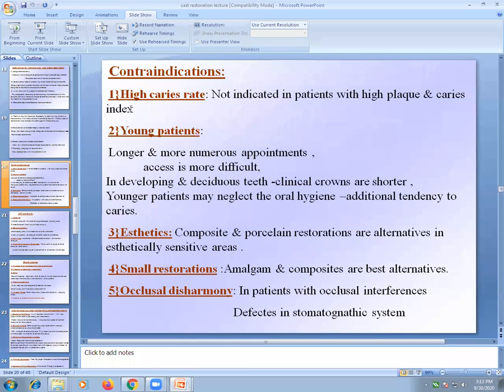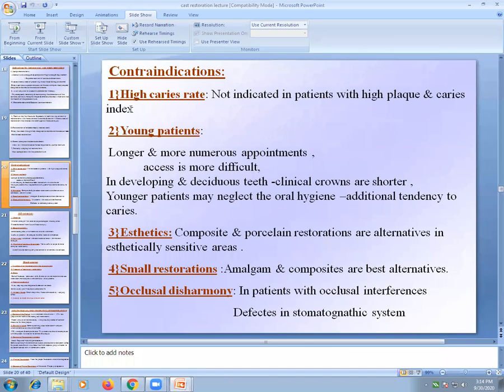The next contraindication is small restorations. Suppose there is a pinpoint caries. We can restore this with amalgam or composite. What happens if we want to restore this with an inlay? At that time, you have to do excess tooth cutting. Plus, this small intracoronal restoration will act as a fulcrum, and due to this wedging effect, there will be more crack propagation in that tooth.